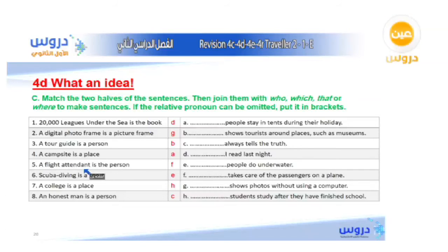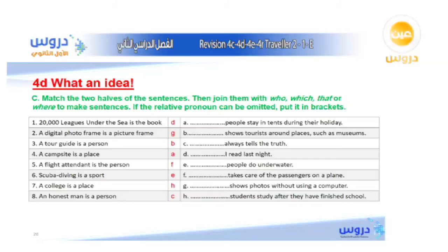Number 5, a flight attendant is a person. Number 6, go directly with F. Scuba diving is a sport, go with E. People do it underwater, this one. And here college is a place, and number 7 goes directly with H: students study there after they have finished school. An honest man is a person, and that goes directly with always tells the truth.